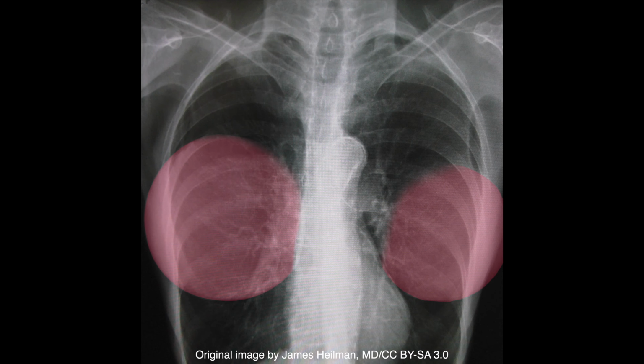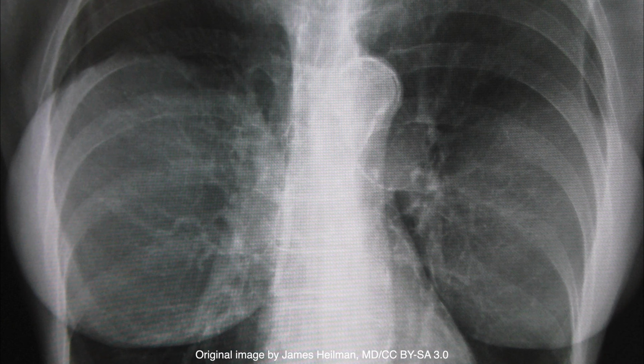One pitfall to keep in mind is that a unilateral breast implant, such as following mastectomy, can mimic lung infiltration or pathologic process.